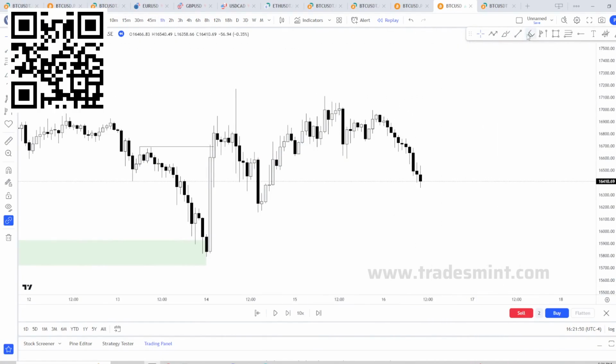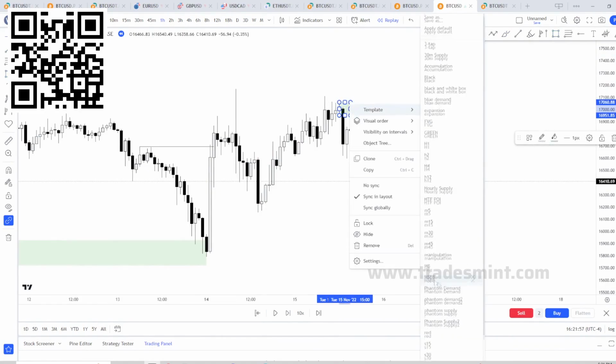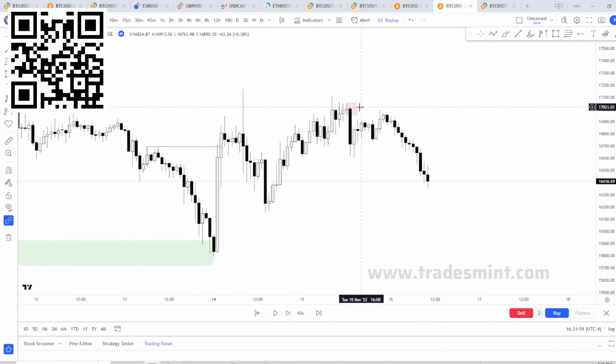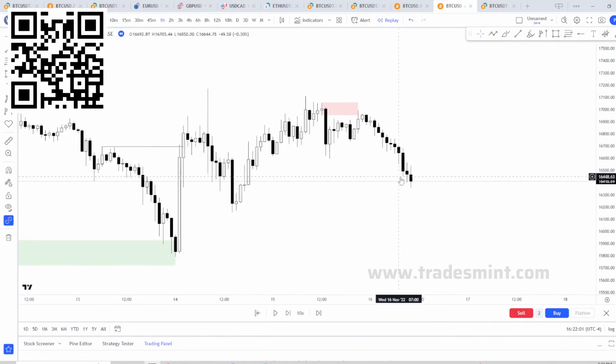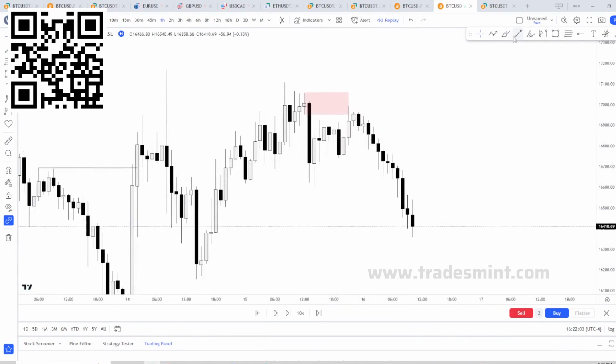Was there more supply created here? Well, technically, yeah, this is a trickier one to identify, but if you look closely here, there was an up move before that down move that broke structure, and this would have been it right here. But where's the structure break? See, this is a little bit tricky because it wicked the structure. So this is what I call an unconfirmed supply zone based on 1-hour structure.